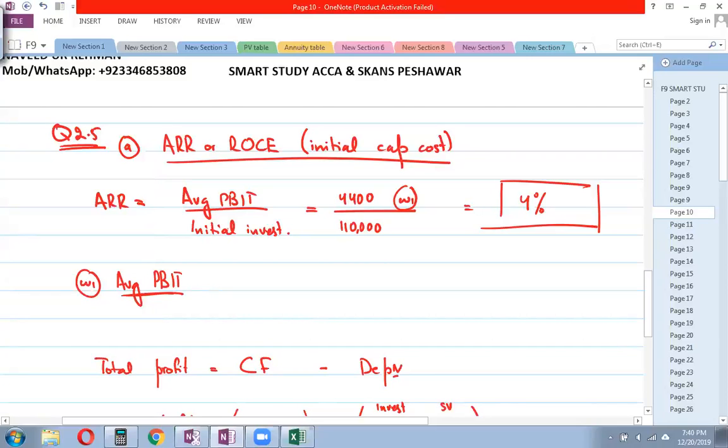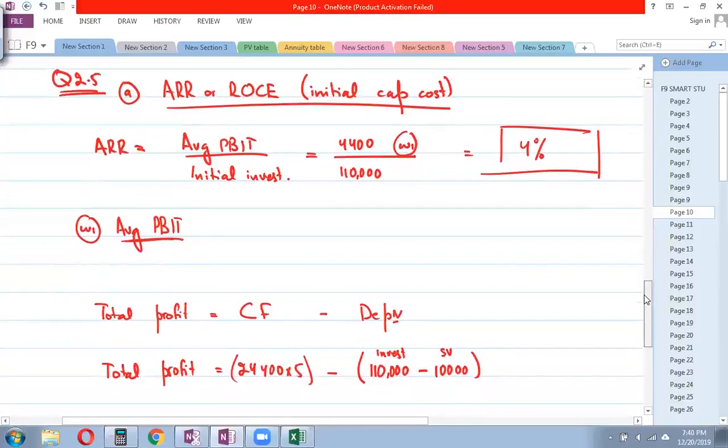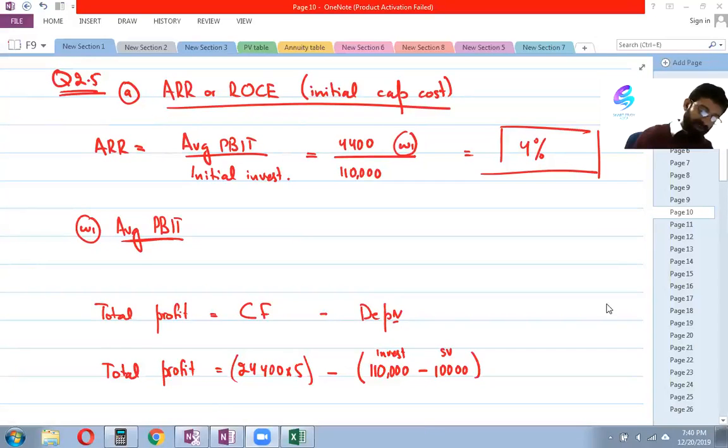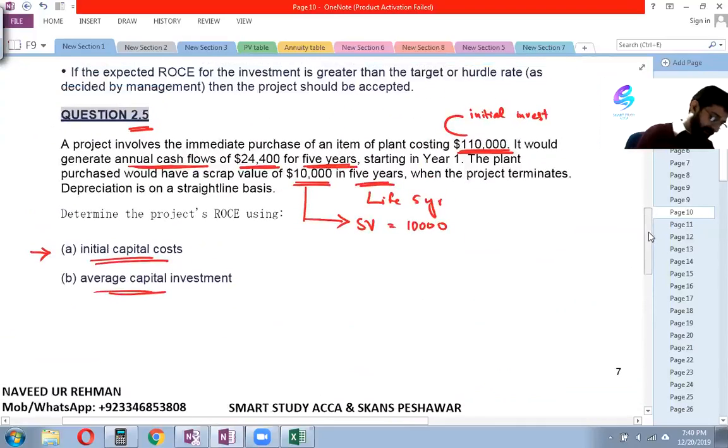So average capital, initial capital cost. On the basis of initial capital cost, when you calculate ARR, that's how you do it, right? Now we will do the second requirement. The second requirement is that you calculate again ARR, but this time not on the basis of initial capital cost. This time we will do it on the basis of average capital investment, right?